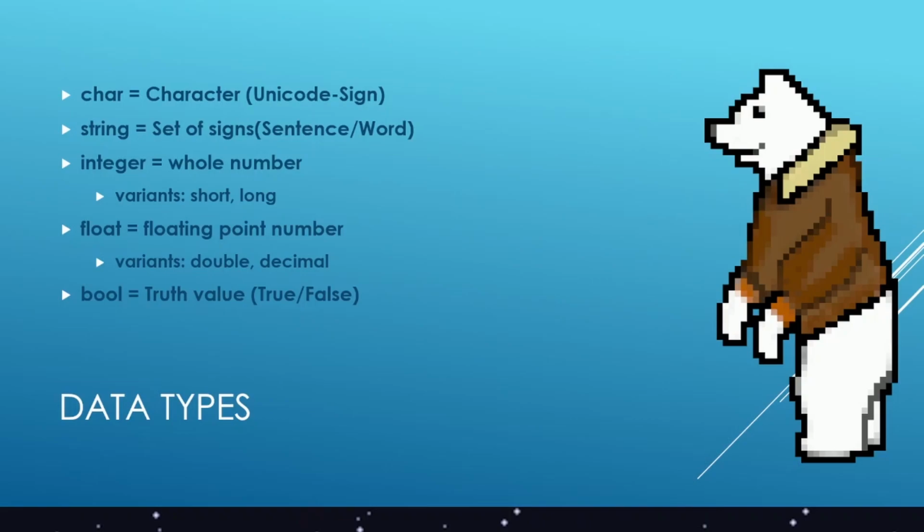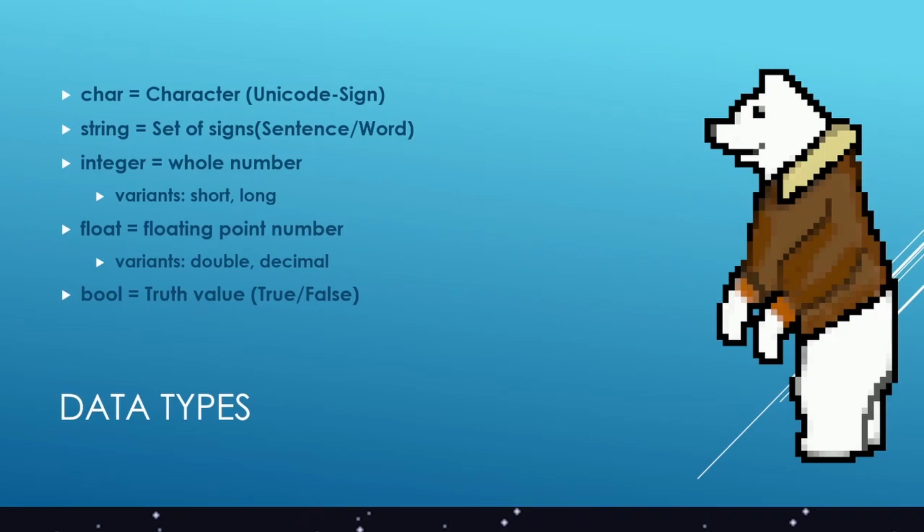The third one are the numbers, in this case the integer. Integer is for a whole number from -2 billion to +2 billion, and they are used for mathematical equations or something like counting and so on and so forth.